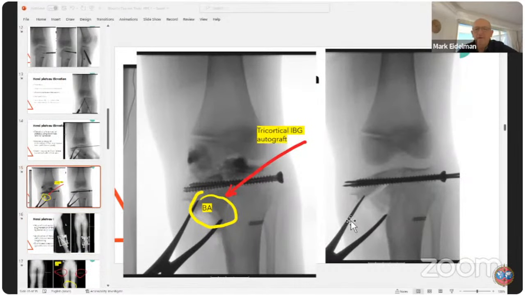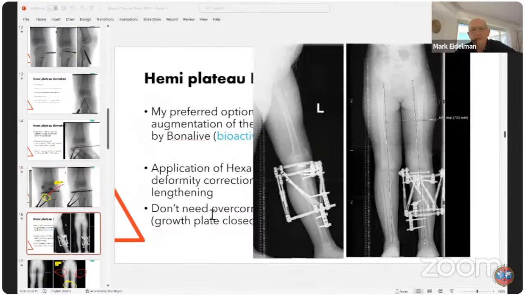My preferred option is tricortical iliac bone graft. And look at this, this is my graft. Here I prefer to augment the tricortical iliac bone graft with Bony Life, which is a bioactive glass.